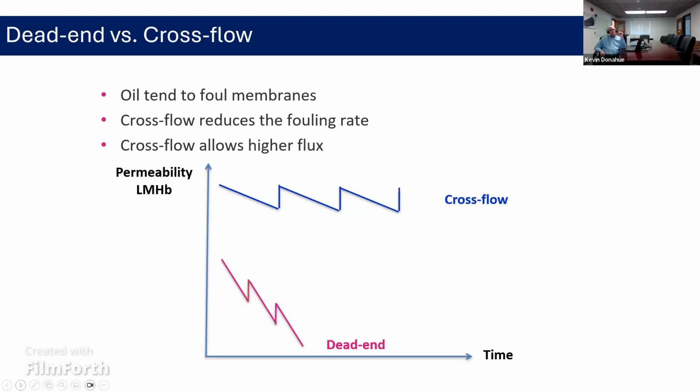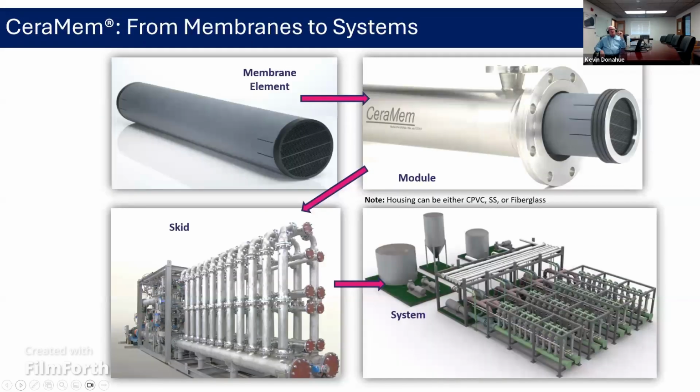Okay, next slide, please. So the way these membranes are used commonly is you have the membrane element like we talked about before. And then again, whether it's a Ceramem membrane, CleanSep, or any other type, these are typically operated within a housing. A housing could be a stainless steel vessel. It could be CPVC. It could be FRP. It depends on the application.